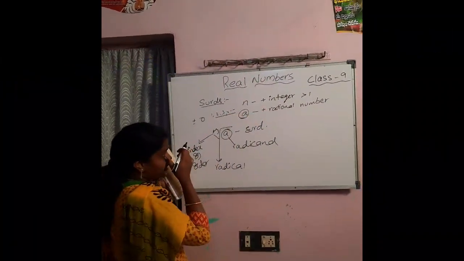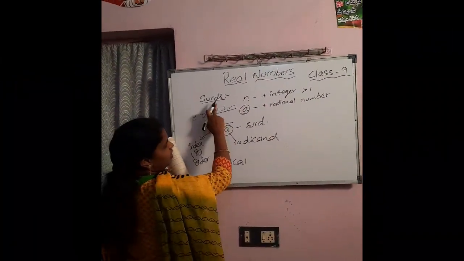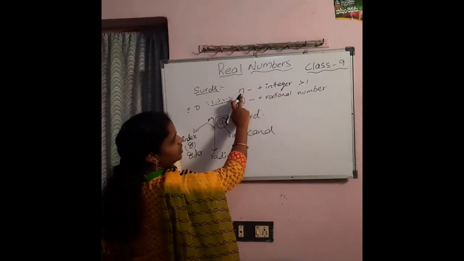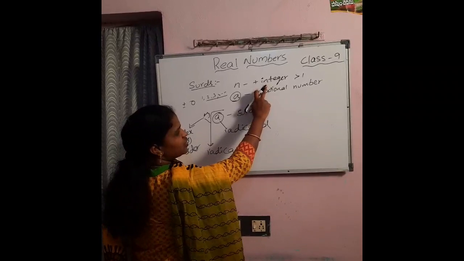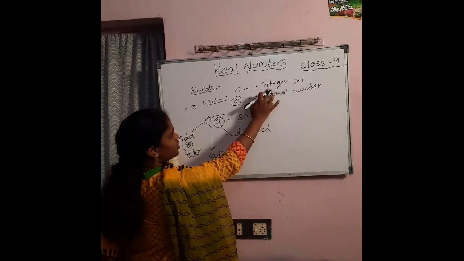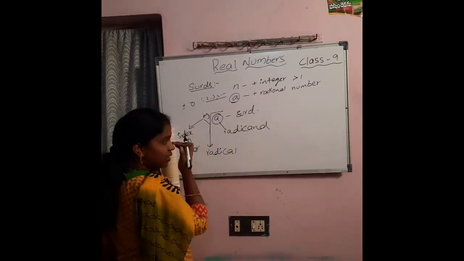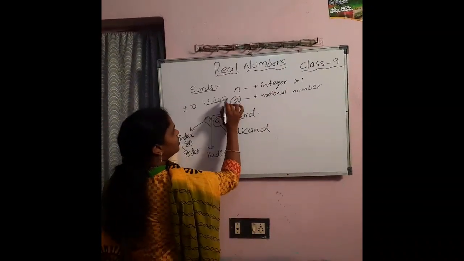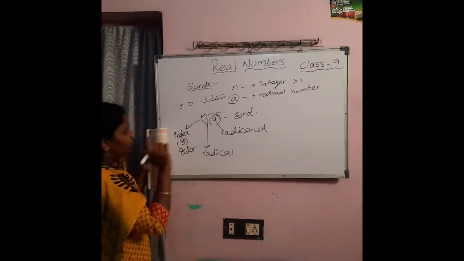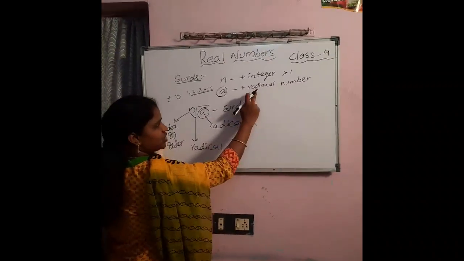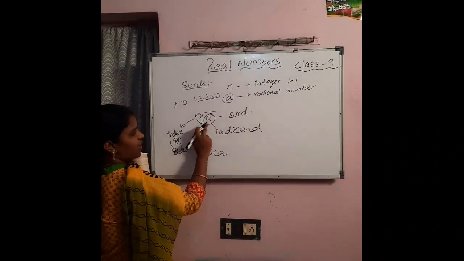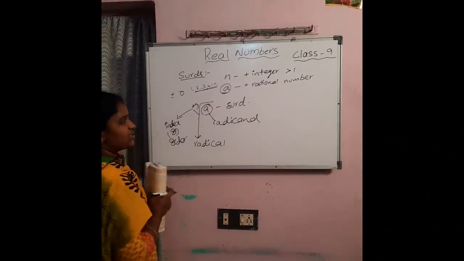A surd is nothing but, once again we can repeat, we have to consider a number n, and it should be a positive integer which is greater than 1. We know that integers include plus or minus and 0. So it should be greater than 1, so we have to consider from 2. And we have to consider a number A that is a positive rational number. Then the nth root of A is called a surd.